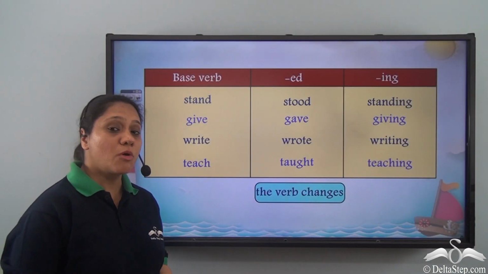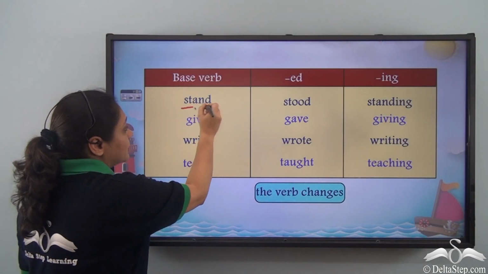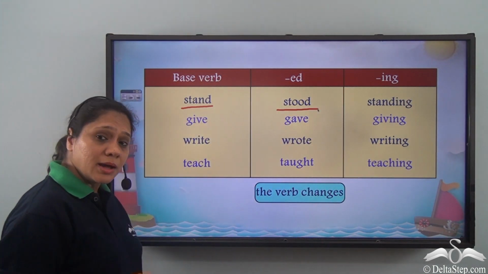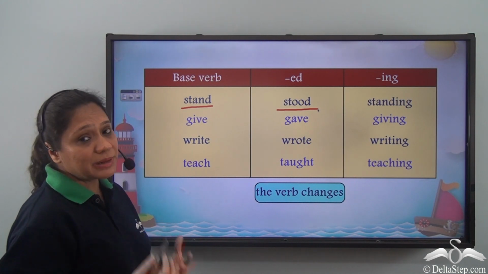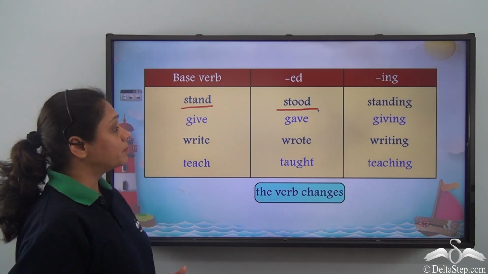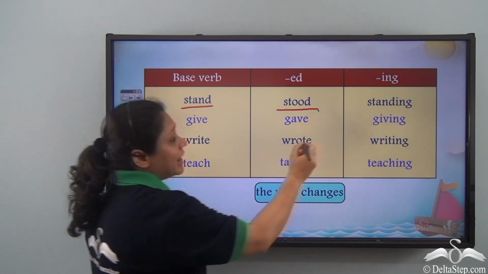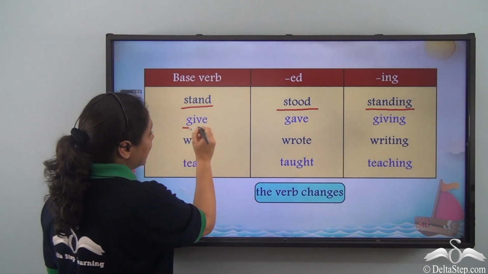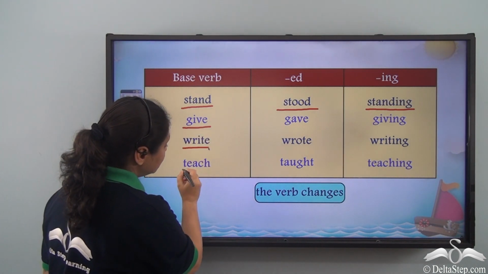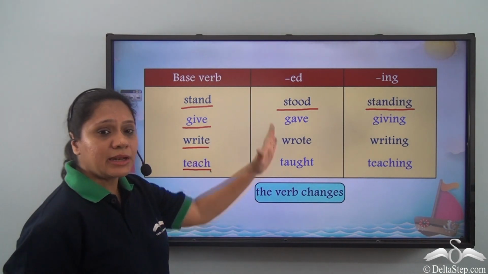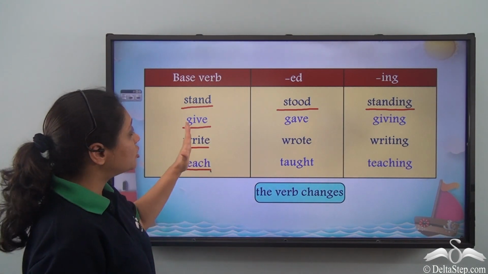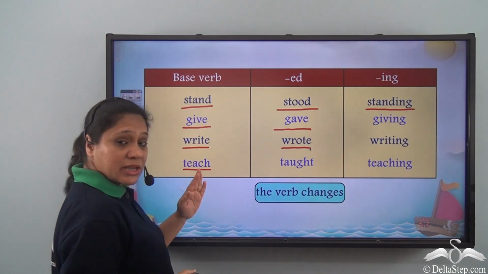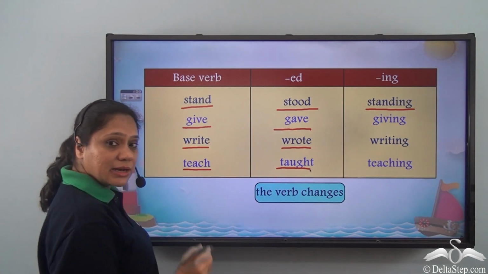Now let us look at a few more examples. The base verb stand becomes stood in the ed form. So we have completely changed the verb in this form. In the ing form, we have just added an ing to the base verb. For verbs like give, write, teach, also the ed form completely changes. So give becomes gave, write becomes wrote, and teach becomes taught in the ed form.